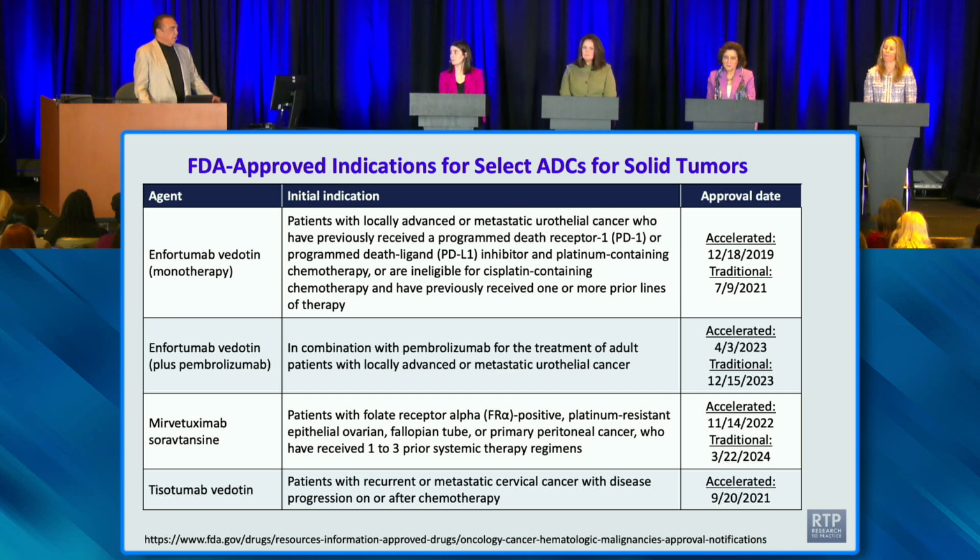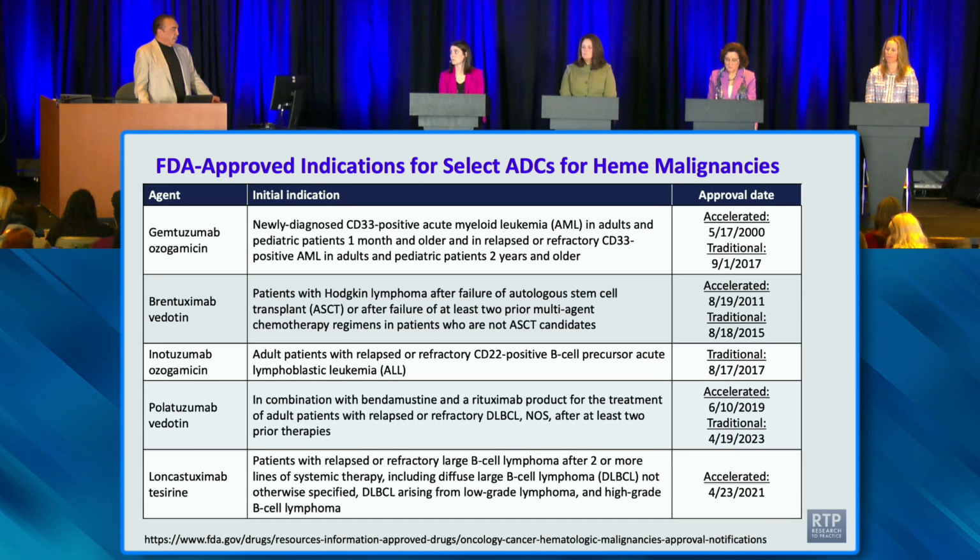Mirvetuximab, we're going to talk about in our ovarian cancer sessions, now second-line therapy. That's another antibody-drug conjugate in ovarian cancer. Another GYN tumor, tisotumab vedotin, in cervical cancer is used as second-line therapy, an ADC. Actually, one of the first ADCs was used in AML, gemtuzumab, and it's still used today. So in hematologic cancers, you also use it. Diffuse large B-cell lymphoma, first-line therapy as of a couple of years ago, an antibody-drug conjugate replaced a chemo drug in first-line therapy.